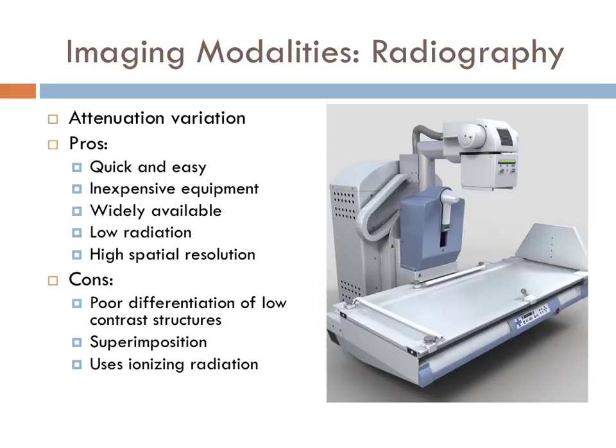General radiography has high spatial resolution, but some disadvantages are that it is hard to visualize low contrast structures. And we've also talked about the superimposition of anatomy that can occur, which makes it hard for the radiologist to differentiate which structures are which in his readings. And a con, as we said, is that it uses ionizing radiation.